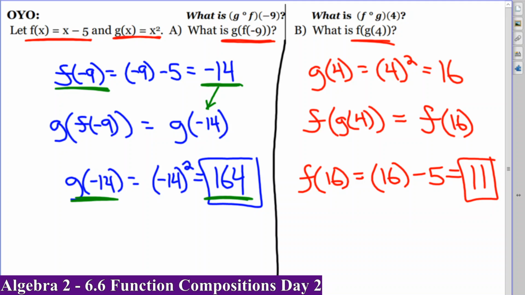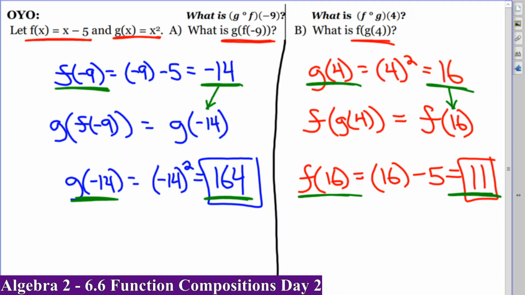Okay. Same thing with part B. Evaluate inside the parentheses first. So for g of 4, we get 16. And then I'm going to substitute that in for g of 4 in my function. So we're actually going to find what f of 16 is, and we get an output that is equal to 11.